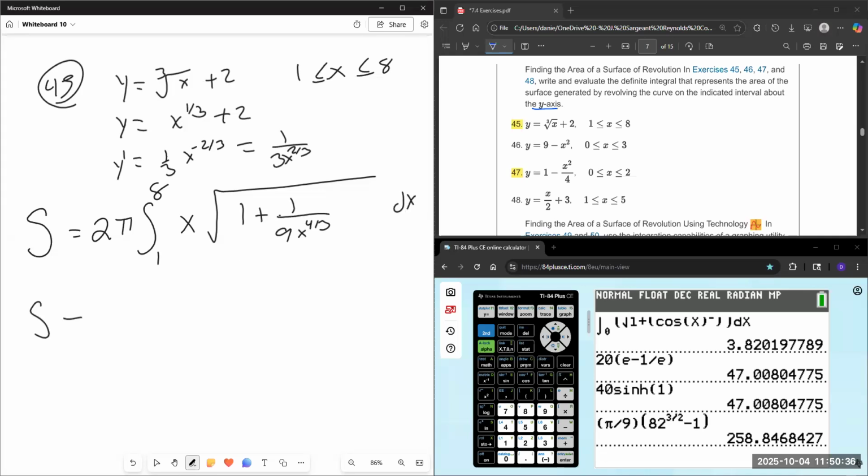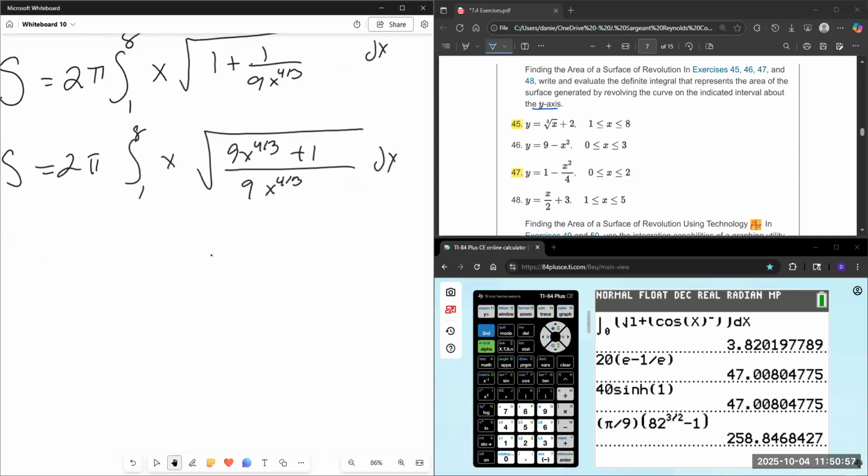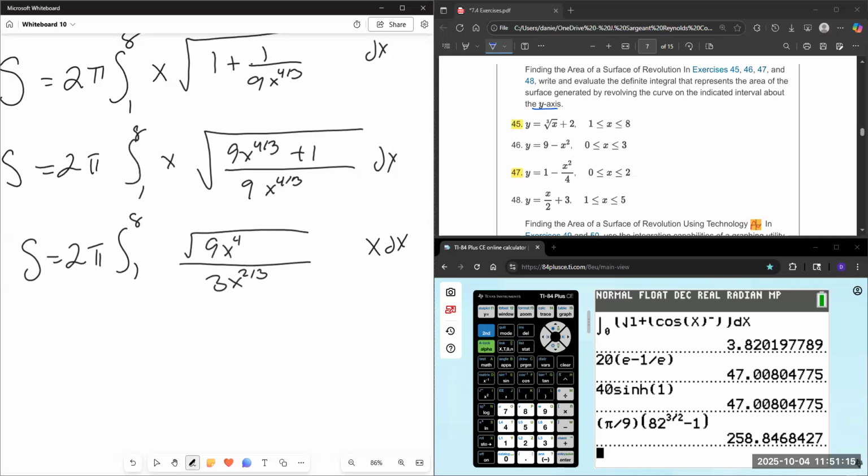So S is 2 pi 1 to 8 x square root of 9x to the 4/3 in the bottom, 9x to the 4/3 plus 1 in the top. That is going to be capital S is 2 pi 1 to 8 of, I'm going to put my x over here because I'm pretty sure that it's going to end up being part of du, 3x to the 2/3 root 9x to the 4/3 plus 1. We'll pull that 3 out.